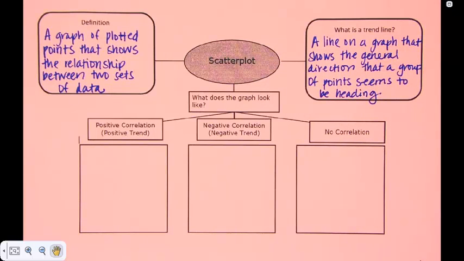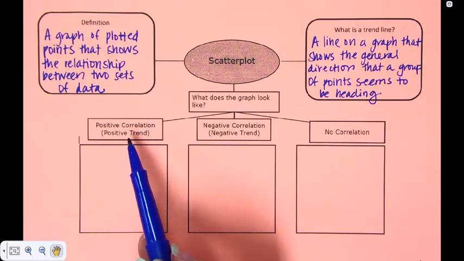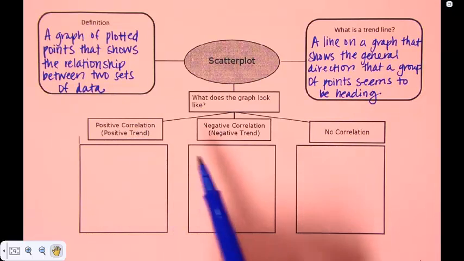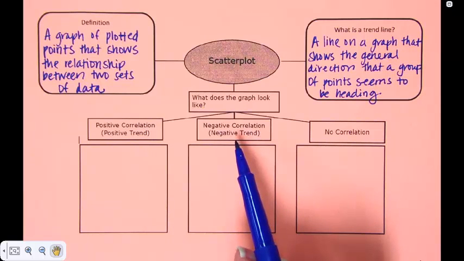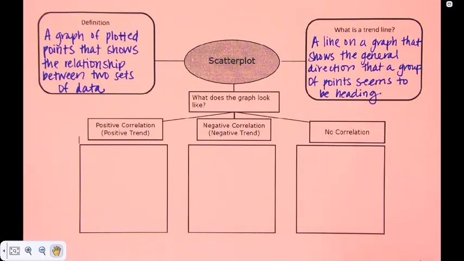And now we're going to look at, what does the graph look like? Well, you have three different types of graphs we can have with a scatter plot. We could have a positive correlation, which means we have a positive trend, a negative correlation, which means we would have a negative trend line, or no correlation. So let's look at our first one, a positive correlation.